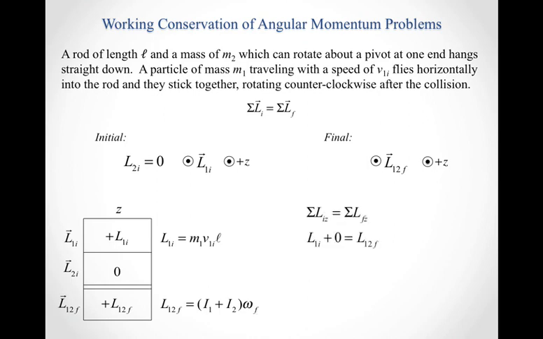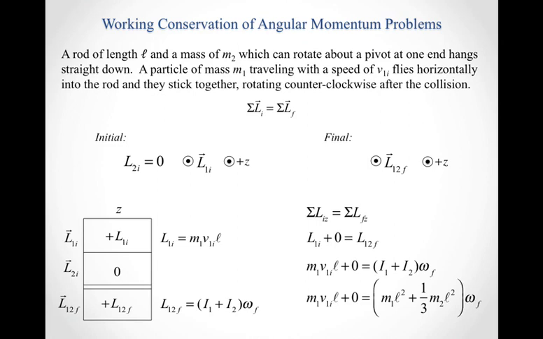So I can set up my z component equation for conservation of angular momentum, plug in my L's, come back and substitute in for the magnitude of those angular momentum values, and at this point the only thing left to deal with are these two moment of inertia values. I1 is the moment of inertia of the mass, and calculating the moment of inertia of a point particle, it's equal to the mass of that particle times the perpendicular distance from the pivot to the particle's location squared, and that happens to be the length of the rod. So m1 l squared is the moment of inertia for the particle about that pivot point.